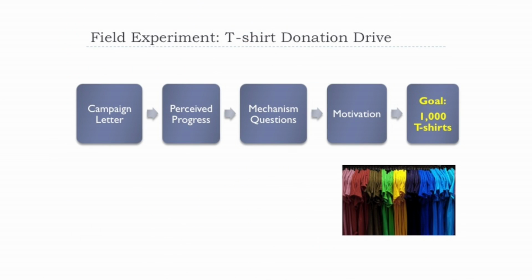In the t-shirt donation drive, we set a goal. We want to collect 1,000 t-shirts to donate. So it's a very specific goal. And once again, we give out different information. The first factor is how valuable this goal is, and the second is which stage we're in right now.